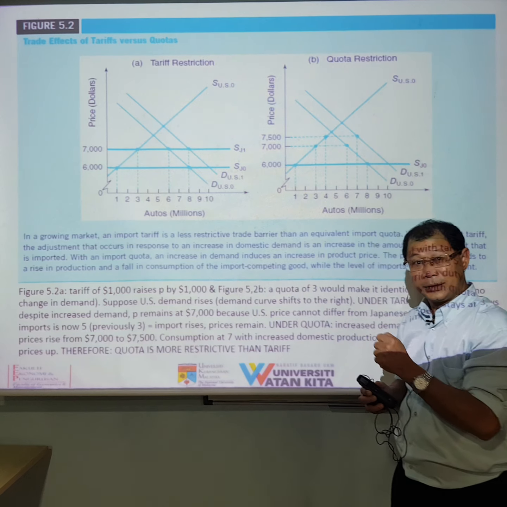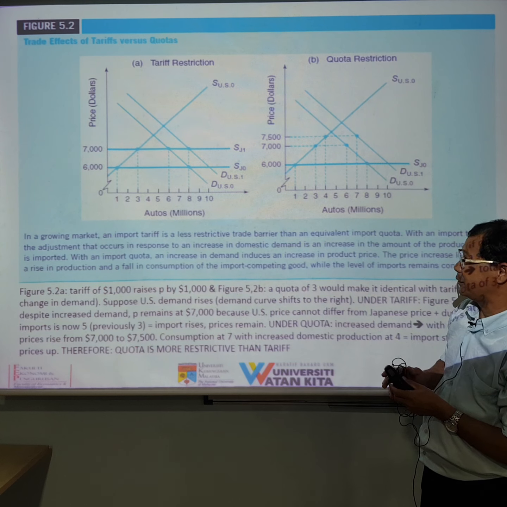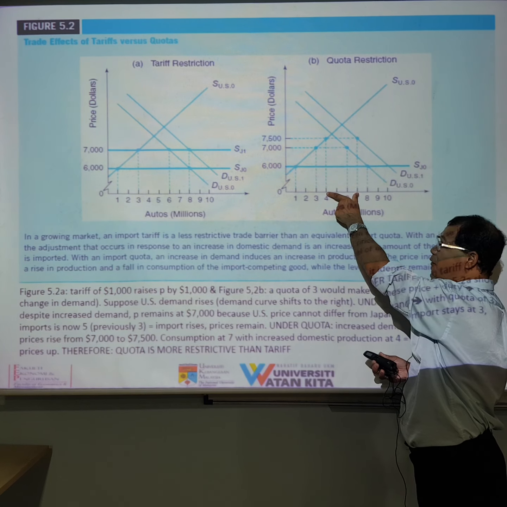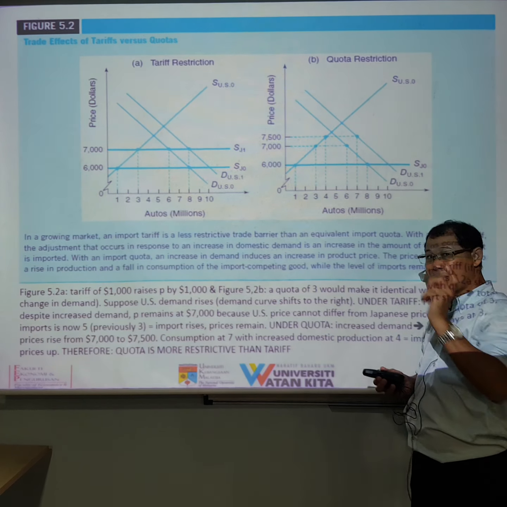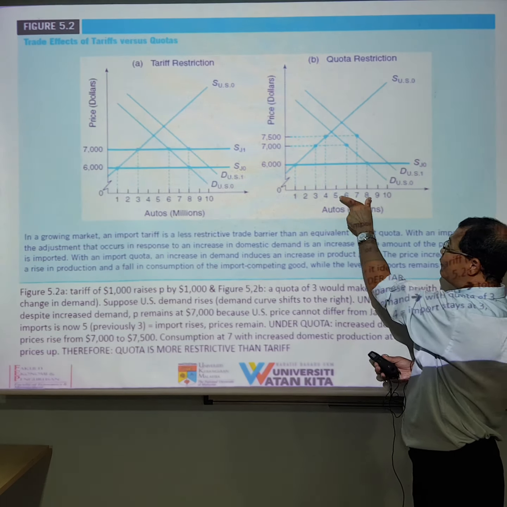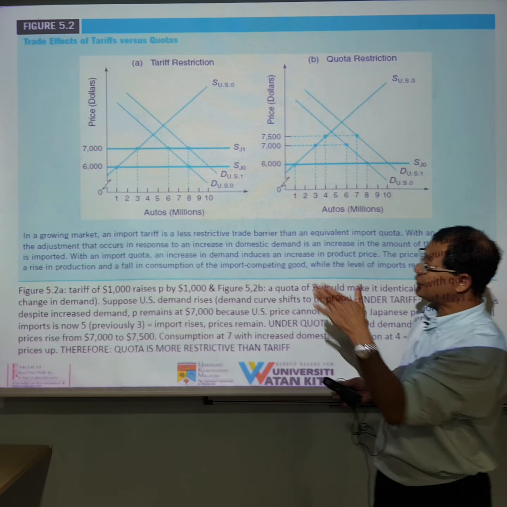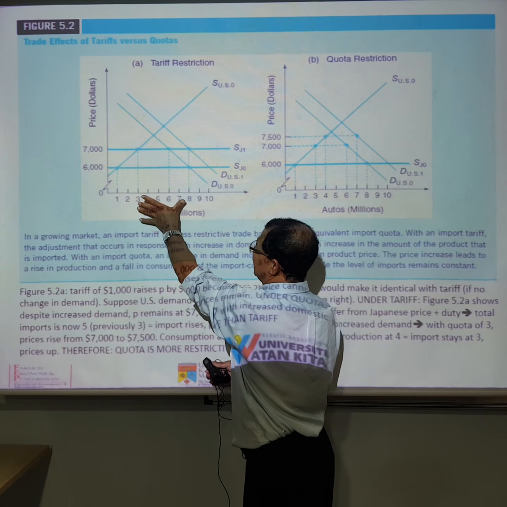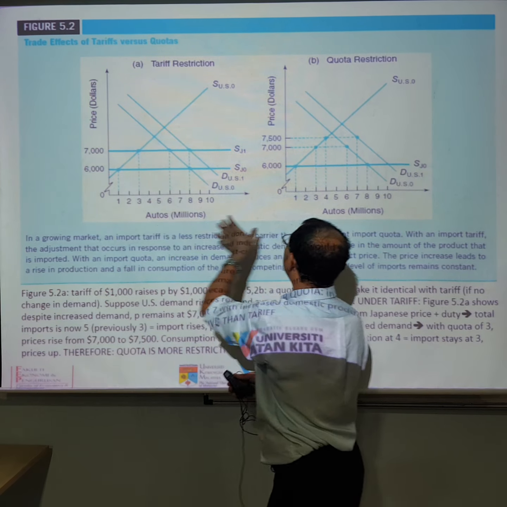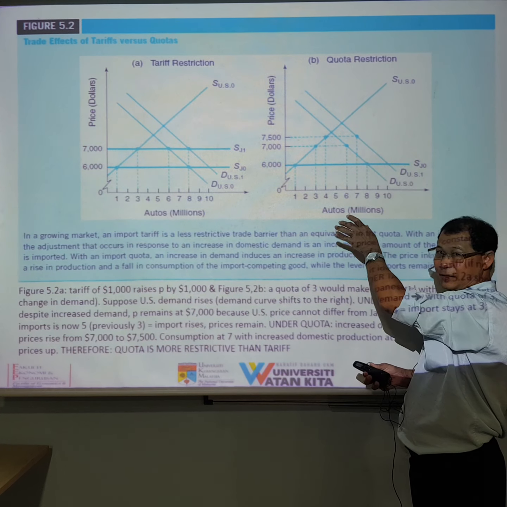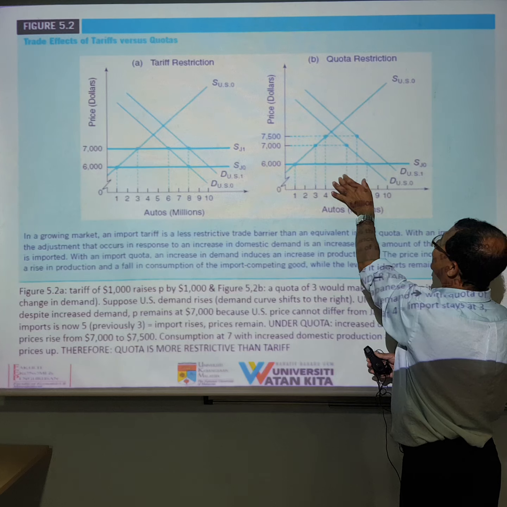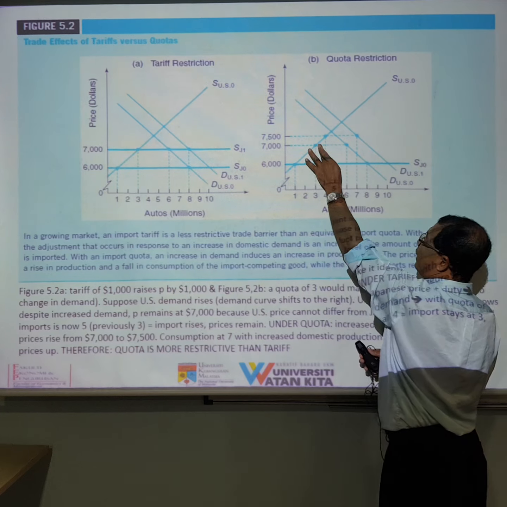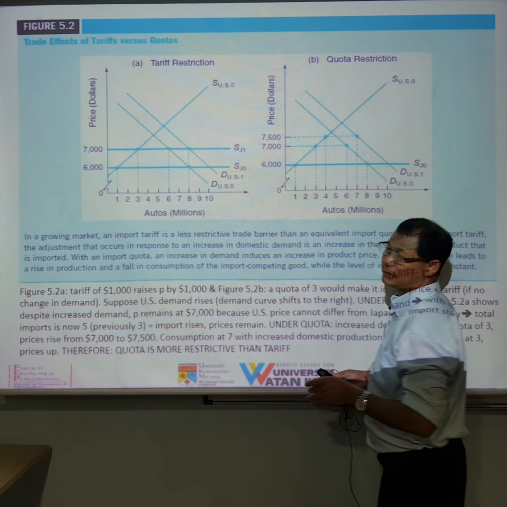7,500. So you see, the price has increased in the case of quota. And yet, the amount of import remains 3 because of quota. The quota is 3. The amount of imports remains 3. Whereas in the case of tariff, with increased demand, the imports is now 5. Here only 3, absolutely 3, because that's the quota. Only 3 imports. But at a very high price, 7,500.